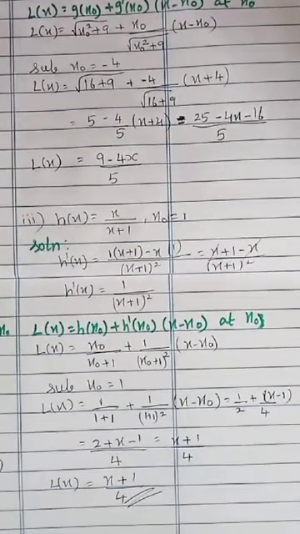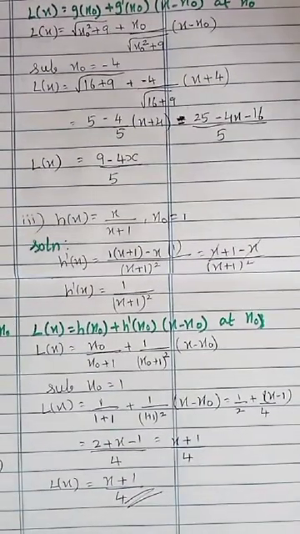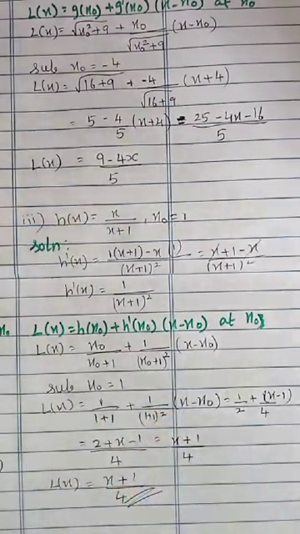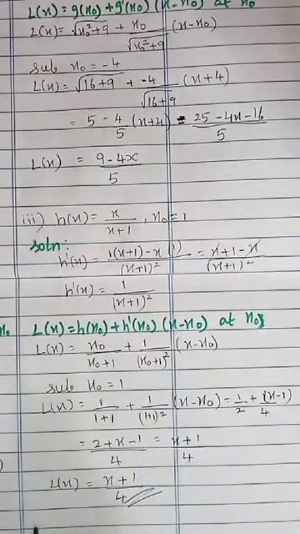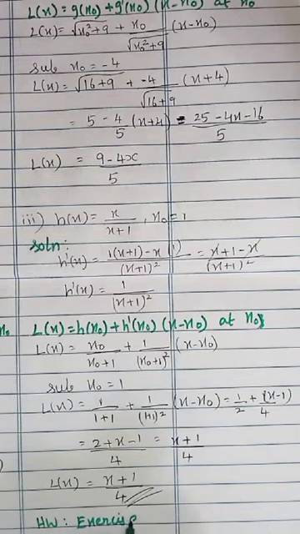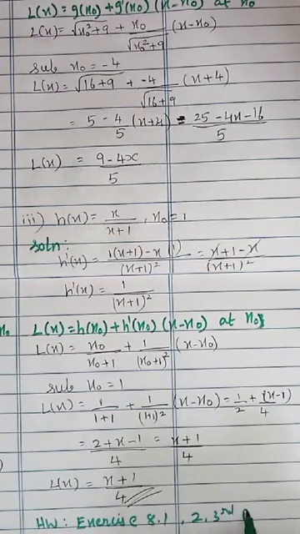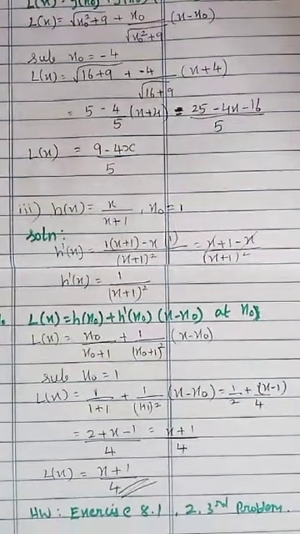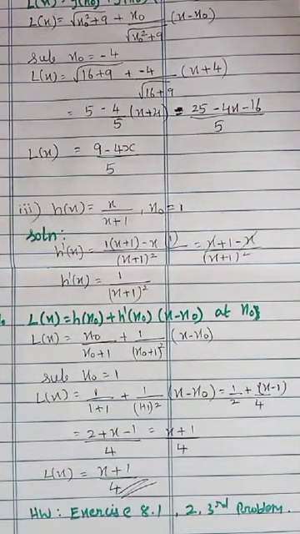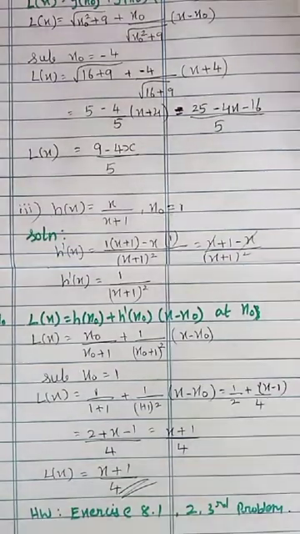Is that clear? In this exercise we have seen linear approximation, and this formula is important. Your homework is exercise 8.1, the remaining of the second and third problems. Whatever problems we left, you have to do by yourself. The remaining problems we can see in the next class. Thank you, students.